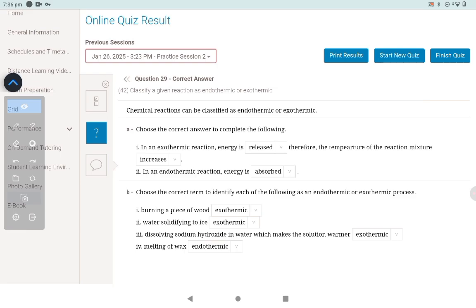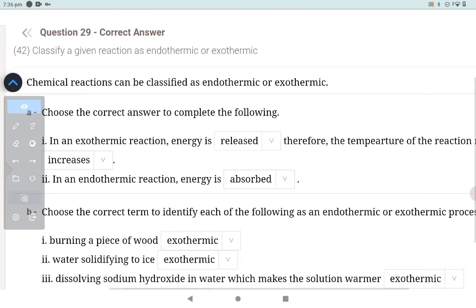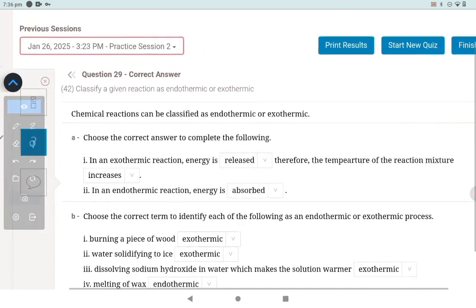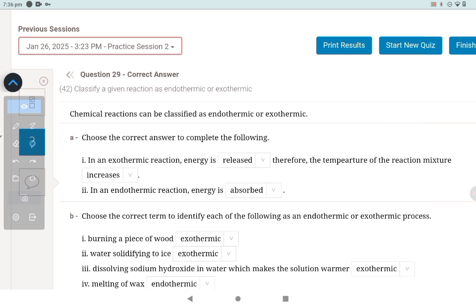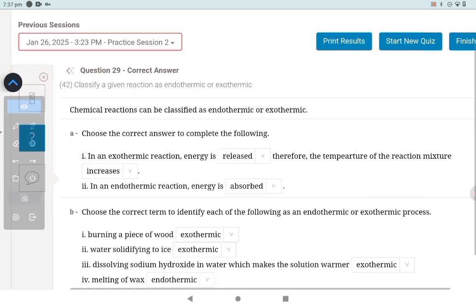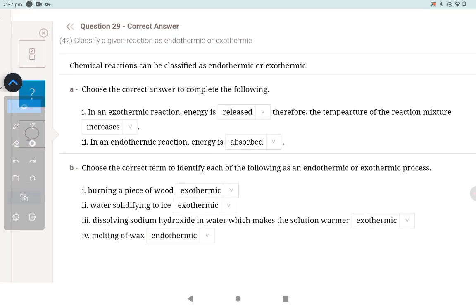Okay, now in an exothermic reaction, energy is released. Yes, that is exothermic, release of energy. Therefore, the temperature of the reaction mixture increases. So when an exothermic reaction occurs, energy is released, temperature increases. In an endothermic reaction, energy is absorbed, like breaking down something, okay? Burning a piece of wood. When we burn, we are releasing energy, we are releasing heat. So that is exothermic, okay? We are not breaking something, we are burning.